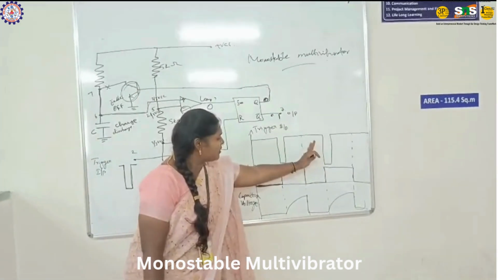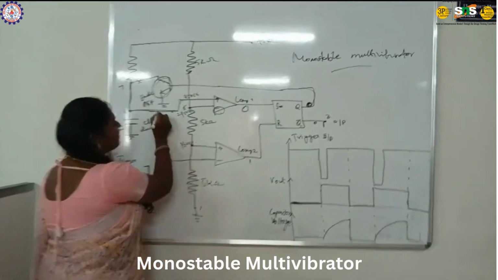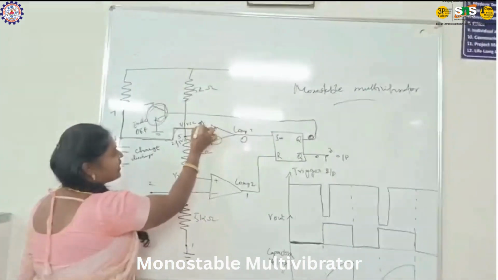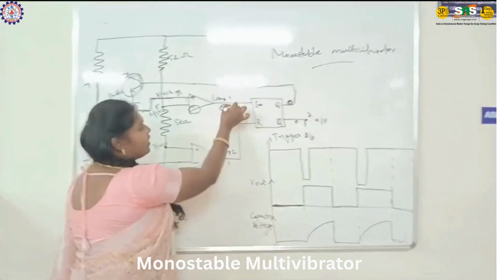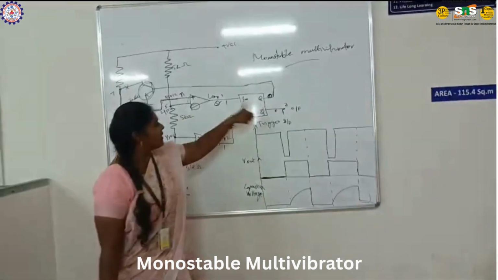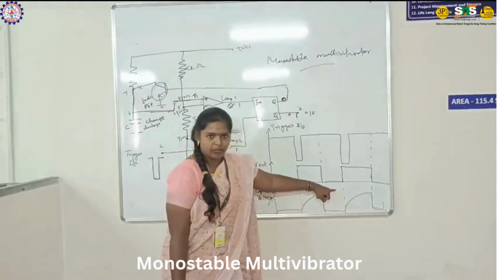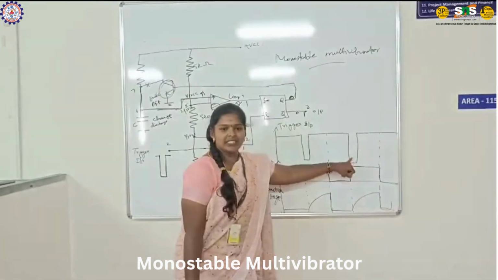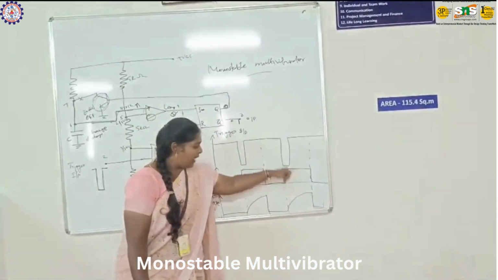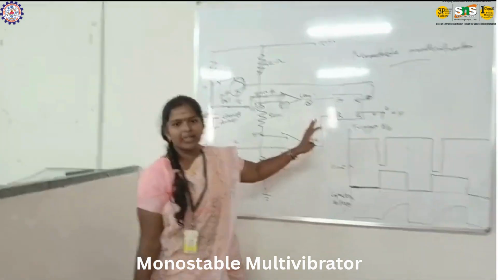When the capacitor charges, the value is given to the comparator. The value is very high here, so the comparator again produces a high output. Here the value is high, which means the reset goes to the low value. Again, if I apply the trigger input, the R value goes to 1 and the capacitor will charge. So this is the concept of the monostable multivibrator.